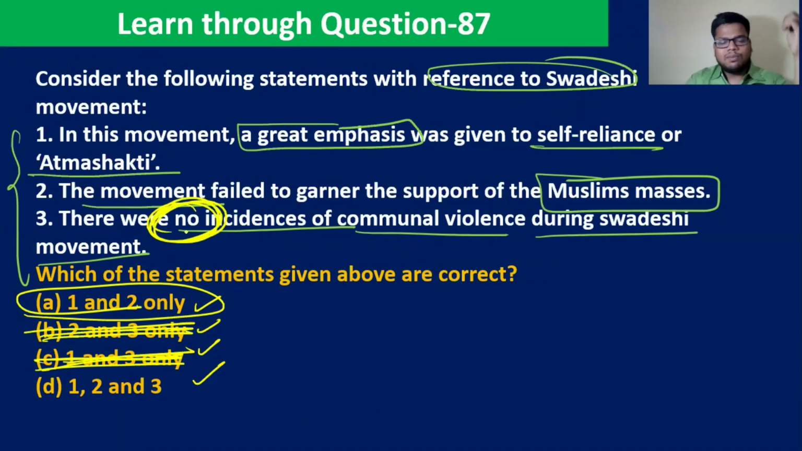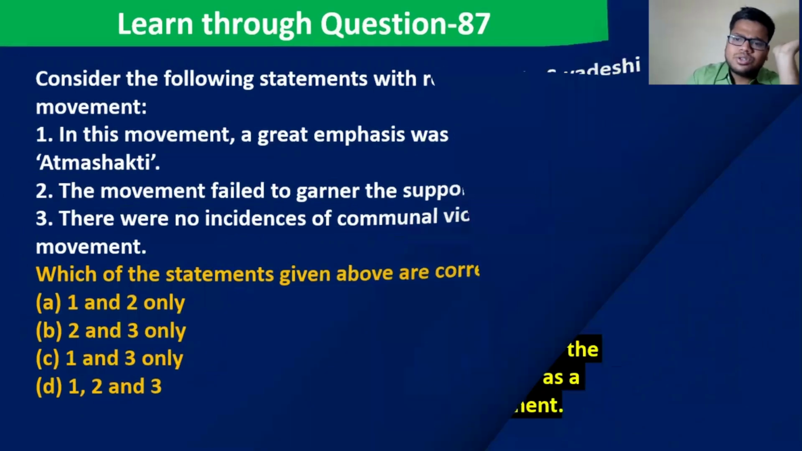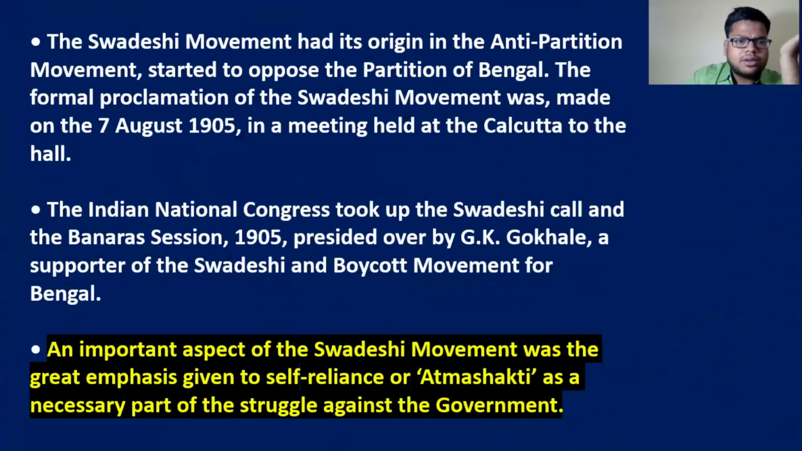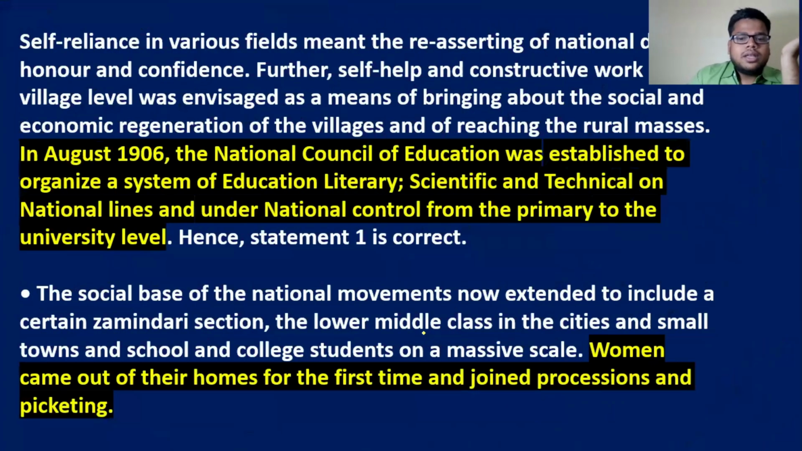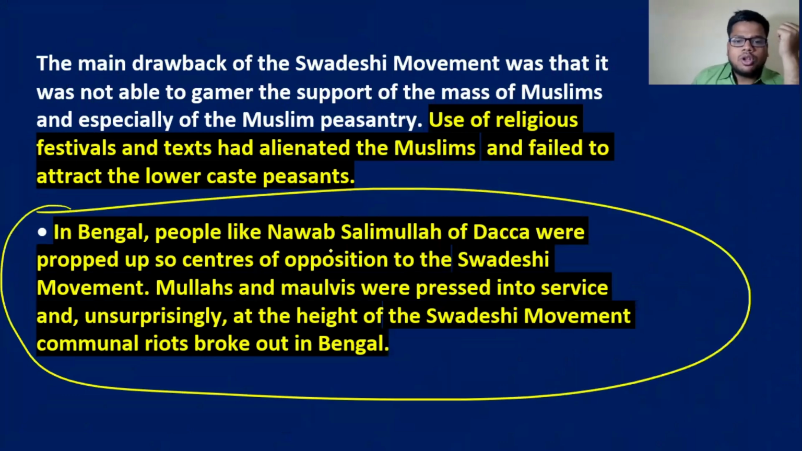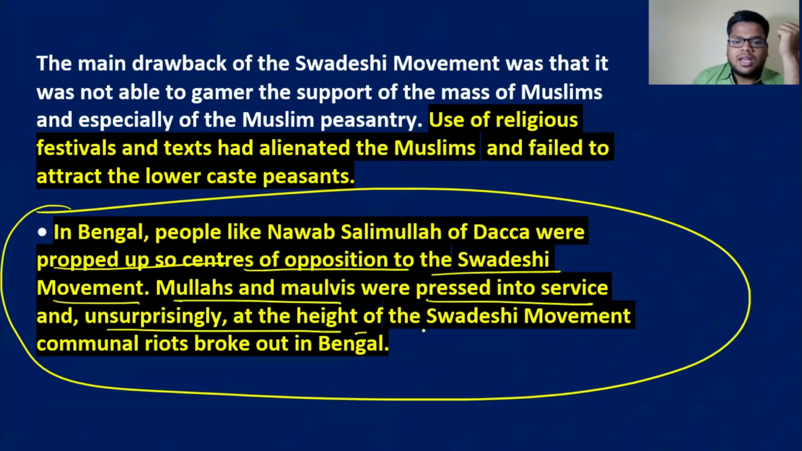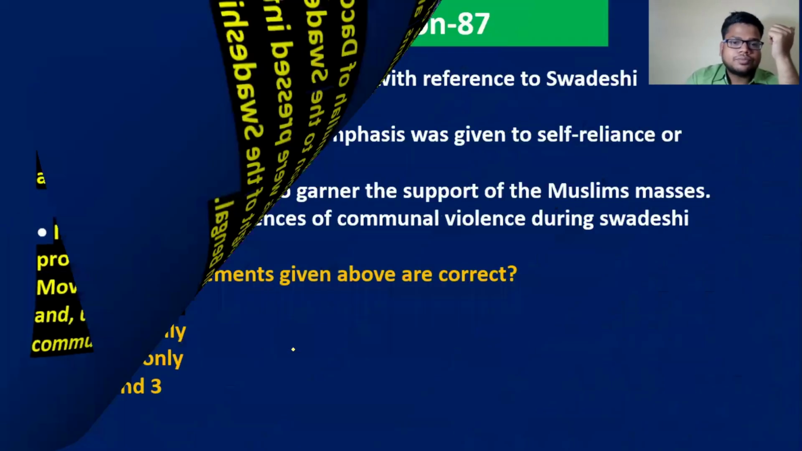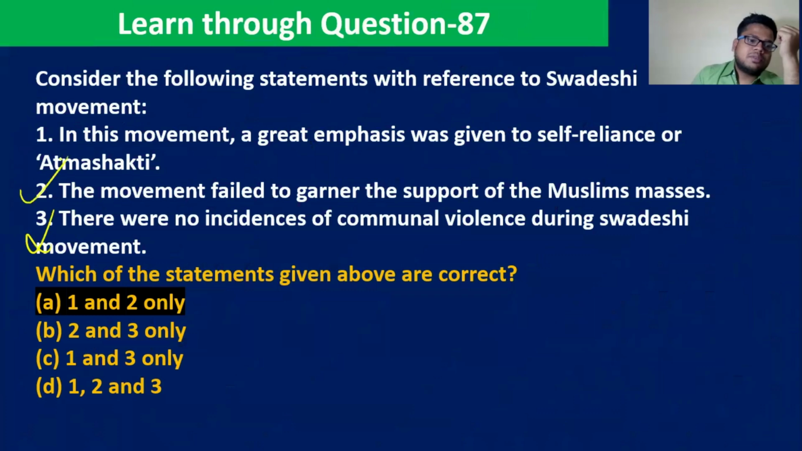And yes, when the Muslim masses were not there, there will be some cases of communal riots. Important aspect of Swadeshi, Atma Shakti, we have discussed that. Then women came out and a lot of institutions were being made for education, Swadeshi and all these things. You can see in Bengal, people like Nawab Salimullah of Dacca were propped up, as a center of opposition to the movement. Mullahs and Maulvis were pressed into service, and surprisingly, at the height of the Swadeshi movement, communal riots broke out in Bengal. So the third statement is wrong. Statements 1 and 2 are right.